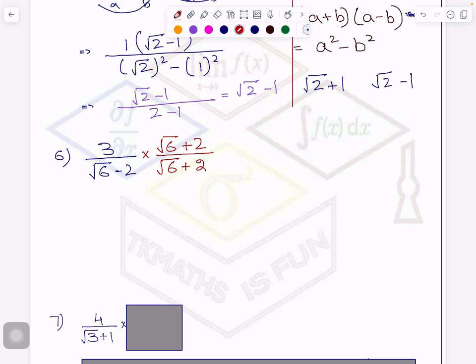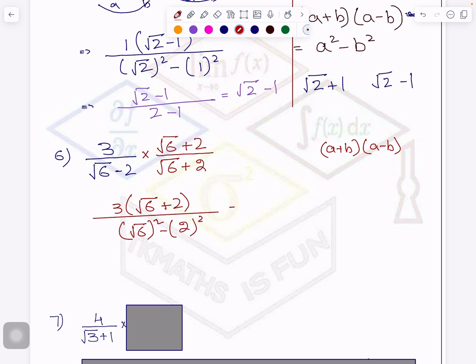Now if I look at the denominator, it is exactly again in the same form. One with plus sign and one with minus sign. So the denominator will become root 6 square minus 2 square. And in the numerator you will multiply it. Do not expand the bracket of the numerator, because often it cancels out by the term we end up in the denominator with. So it will become 6 minus 4, and here you have 3 root 6 plus 2.